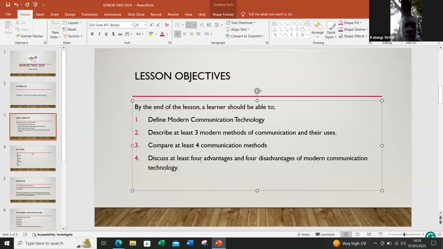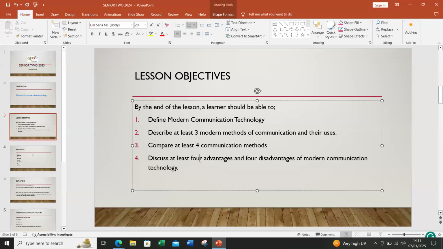The lesson objectives are: by the end of the lesson, a learner should be able to define modern communication technology, describe at least 3 modern methods of communication and their uses, compare at least 4 communication methods, discuss at least 4 advantages and 4 disadvantages of modern communication technology. Yes, thank you very much, Victor.